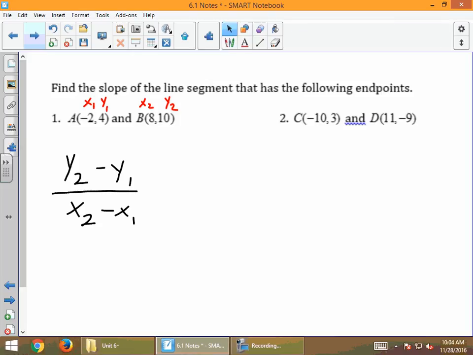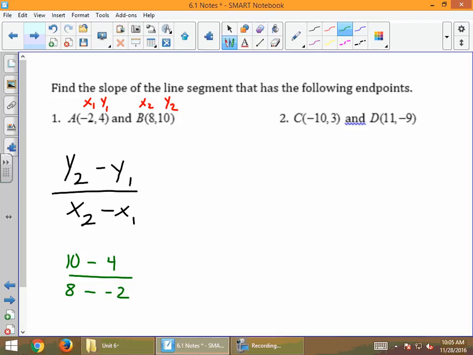Okay, well, what's our top going to look like when we plug in our values? What's our y2? 10. This is always a minus sign, so it's always the number minus. What's our y1? 4. Okay? So then you go to the bottom. What's our x2? 8. Again, this is always minus. What's our x1? Negative 2. What about this bottom here? When we have a double negative, what does it turn to? A positive. So it's plus, plus, one giant plus sign.